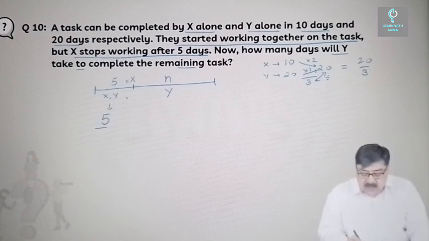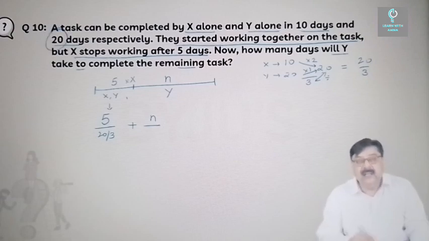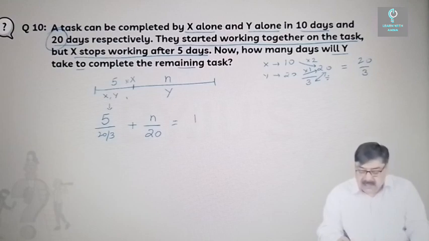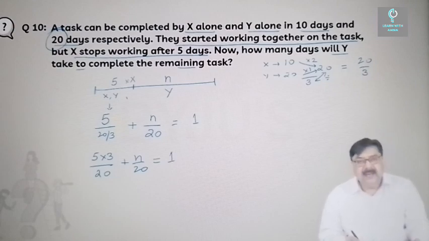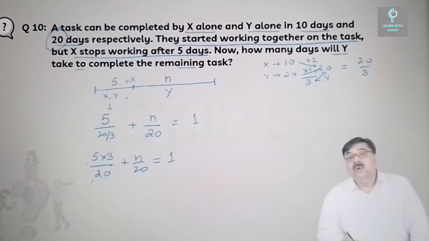So what we get here is 5 days work of X and Y combined. So 5 by 20 by 3 plus n days work of Y. Y can complete this work working alone in 20 days. So together they complete one work. Obviously this 3 here goes up, like this. So we get 5 into 3 by 20 plus n by 20 is equal to 1. Now let it be. You can always cancel 5 and 20 here. This will become 3 by 4. But then you would be doing two calculations.